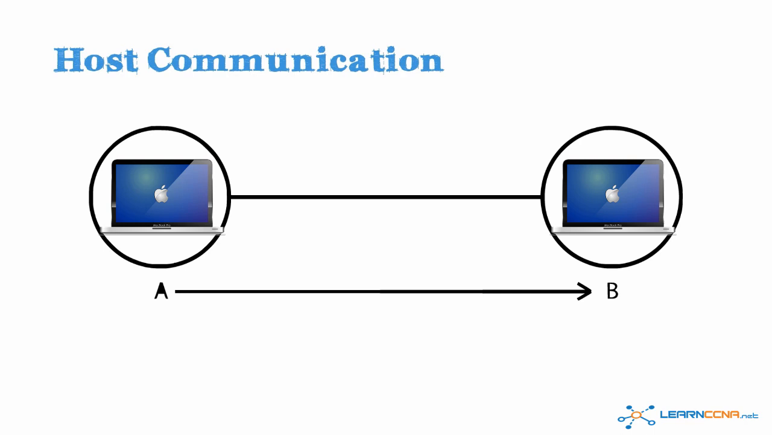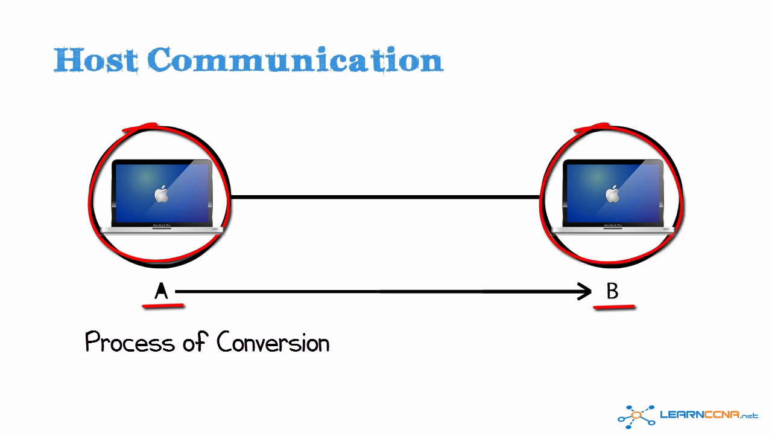Now, when communication takes place between two hosts, so in this example we have host A talking to host B, the information that's going to be transmitted across the network must undergo a process of conversion at both the transmitting device as well as the receiving device. This is commonly known as encapsulation and de-encapsulation, and I'm going to cover this in more detail in the next few minutes.